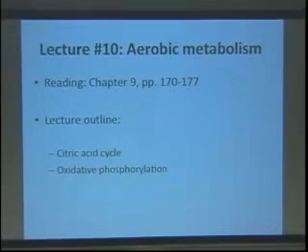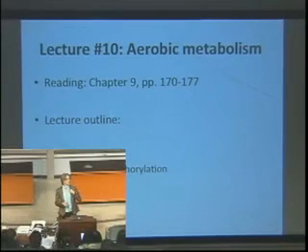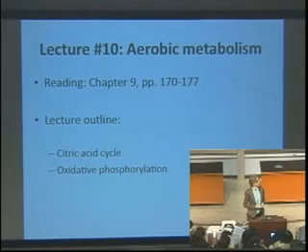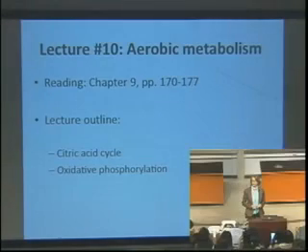Today we're going to continue our discussion of the way that cells harvest energy from food. And we're going to talk about aerobic metabolism. This is the book chapter 9, pages 170 to 177. And I want to start off by talking about the citric acid cycle, and then we'll talk about oxidative phosphorylation, which is where most of the energy is actually utilized to make ATP.